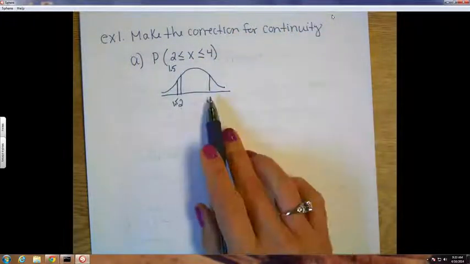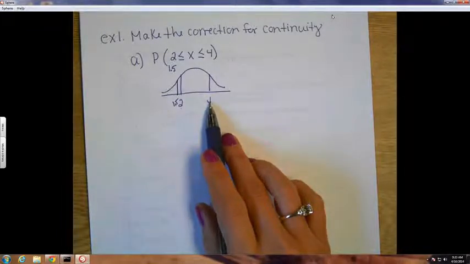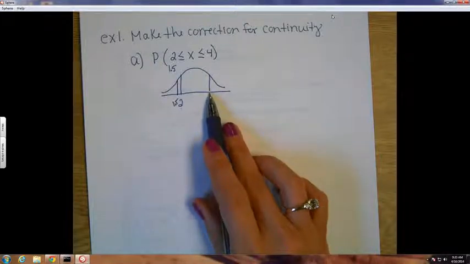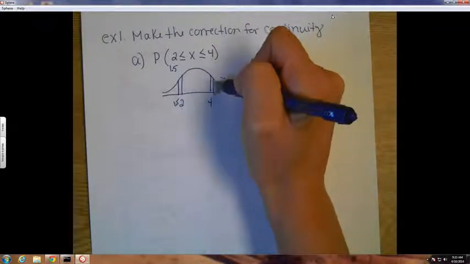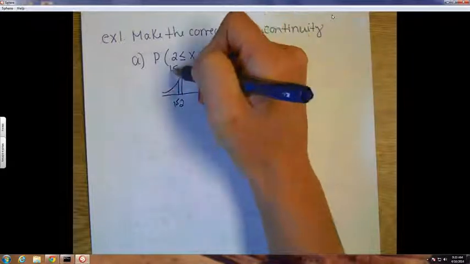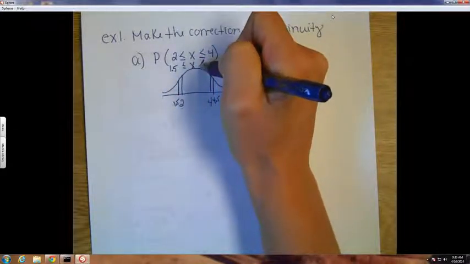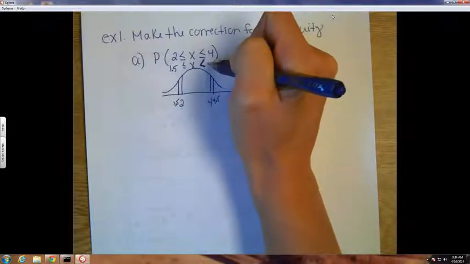What about the 4? If I want 4 included, where would I have to go to get the rest of the numbers that also round to 4? Out here, so 4.5. So my correction for continuity would be to make it 1.5, technically just a less than here, and I won't mark that wrong, but the bar is going to be at 4.5.